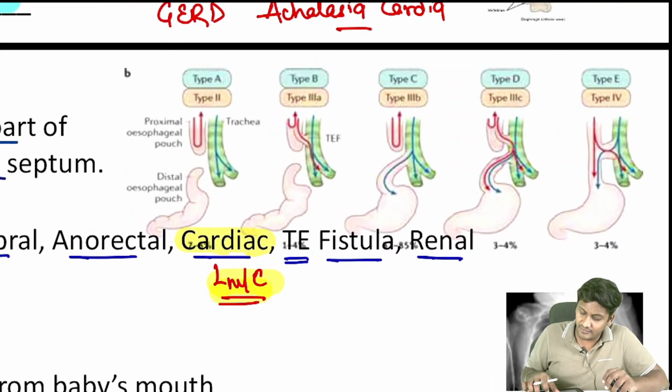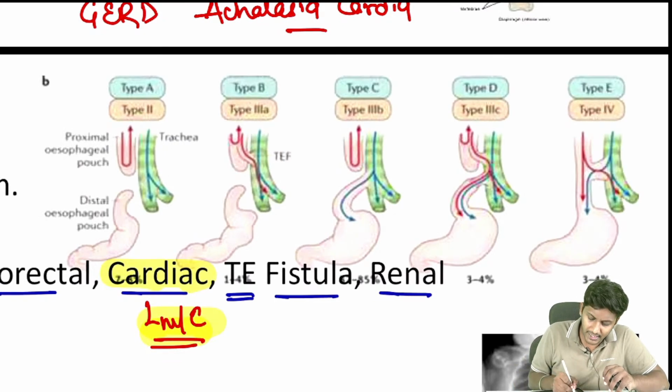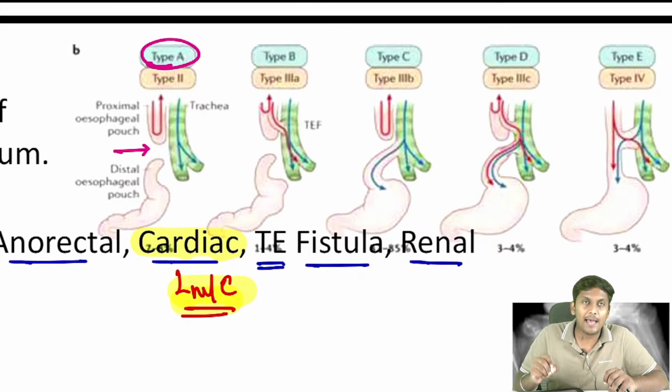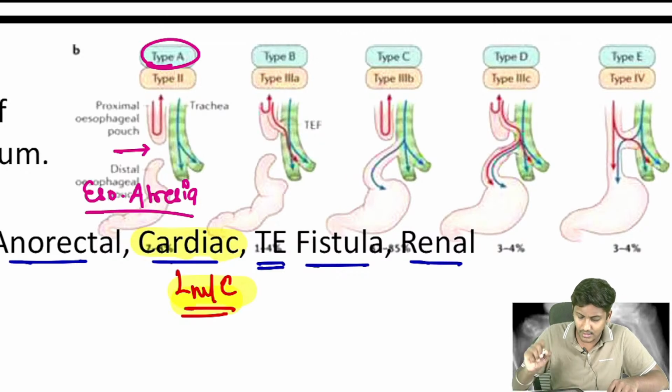Now, what are these 5 types? First is type A. In type A, you have to remember, बच्चो, the patient is only having absence of some part of the esophagus. Absence of some part of the esophagus is known as esophageal atresia. So type A is nothing but esophageal atresia itself. Is there any fistula? Can you see any abnormal connection between trachea and esophagus? No. So type A is only esophageal atresia.